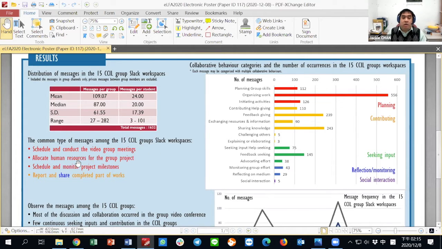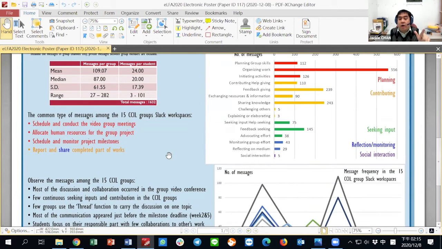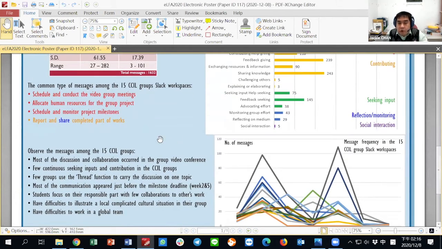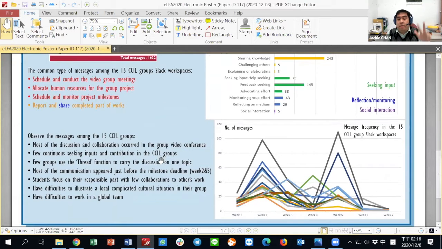The most common types of messages were about scheduling and conducting video group meetings, allocating human resources for the group project, and scheduling and monitoring project milestones. Lastly, some groups used it to report and share completed parts of work. From this frequency diagram, you can see there are many messages in week 2 and week 5. This is because there were two project milestone deadlines at that time, so most of the frequency is concentrated in these two weeks.